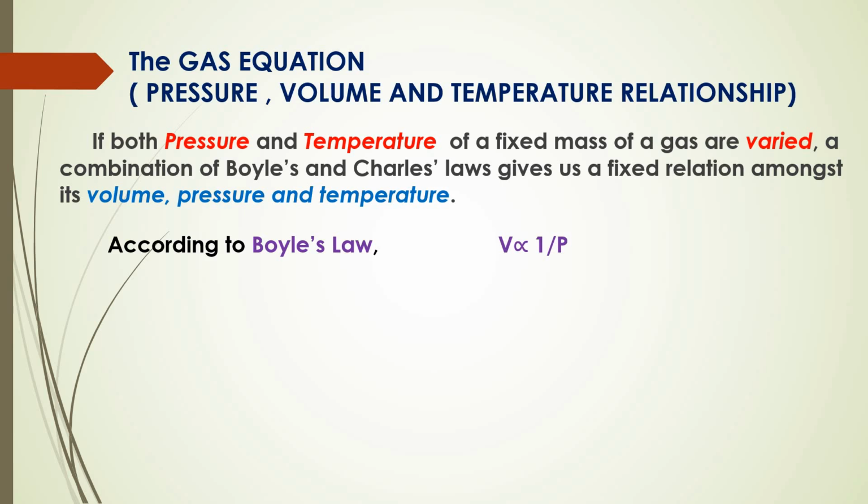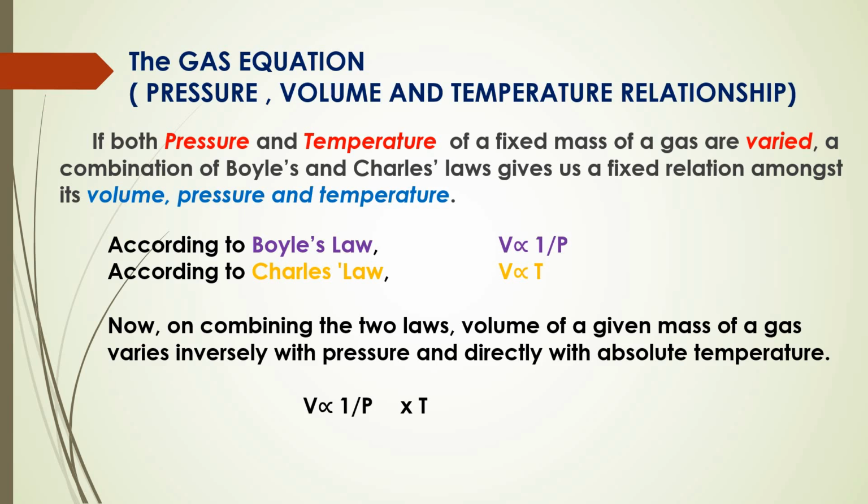Now, according to Boyle's law, volume is inversely related to pressure, where temperature remains constant. And according to Charles' law, volume is directly proportional to temperature when pressure remains constant. So in Boyle's law, temperature remains constant, and we get a relation of volume and pressure. According to Charles' law, when pressure is kept constant, we get a relation between volume and temperature. Now, when both pressure and temperature are varied, what do we get? On combining the two laws, the volume of a given mass of gas varies inversely with pressure, which is according to Boyle's law, and directly with absolute temperature, which is according to Charles' law.